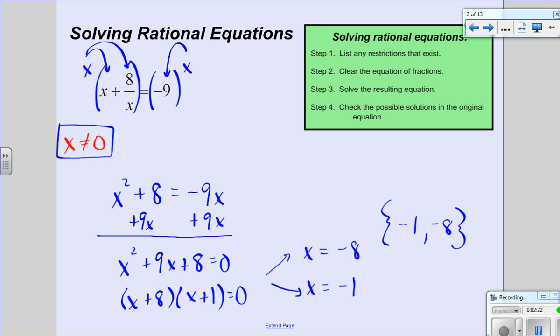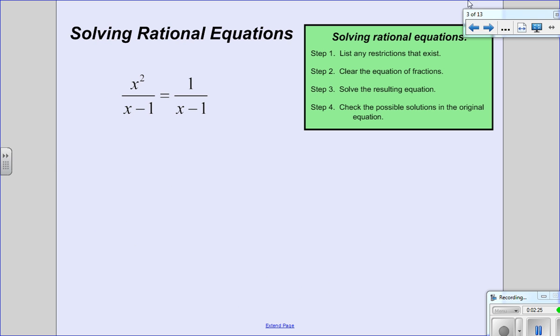Let's do one more example together. This time we'll again begin by stating our restrictions. So x is equal to 1. That would be our restriction. So we know that if x minus 1 is in the denominator, it will end up being 0, so 1 is restricted. So now let's clear the fraction.